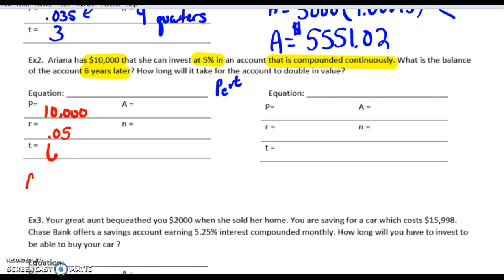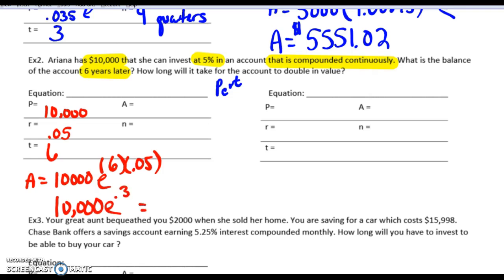So I'm going to set up A is equal to 10,000 times e to the 6 times 0.05. So 10,000 e to the 0.3 power. That's what I'm going to type in my calculator, and I get $13,498.59. Okay.